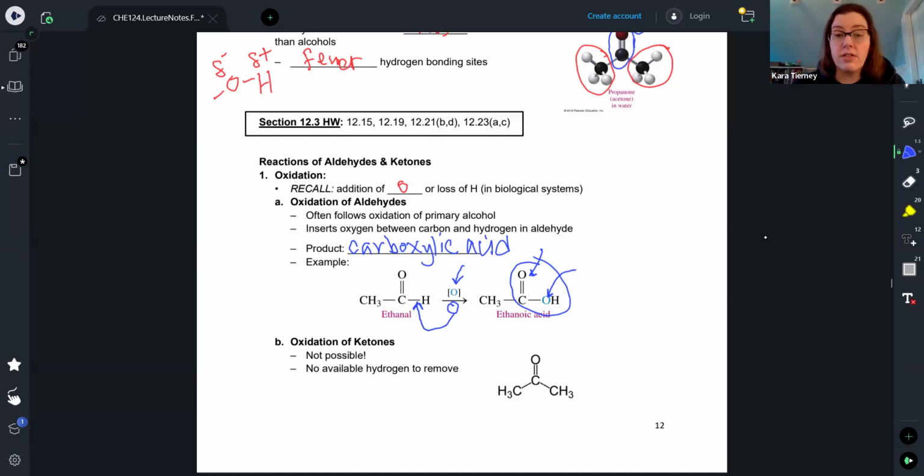So here we have a propanone molecule. If we put this in the environment with an oxidizing agent, since ketones have that carbonyl carbon bonded to two other carbons, that carbon is never bonded to a hydrogen. There's no place for the oxygen to insert itself, and so no reaction occurs.